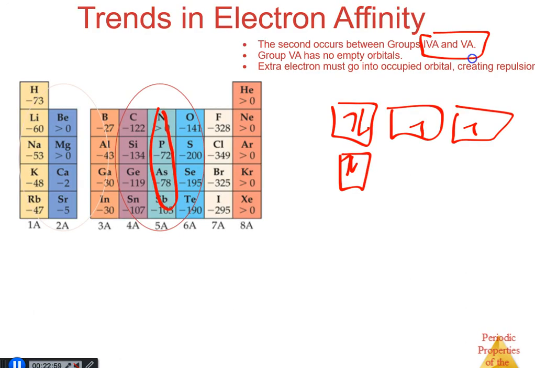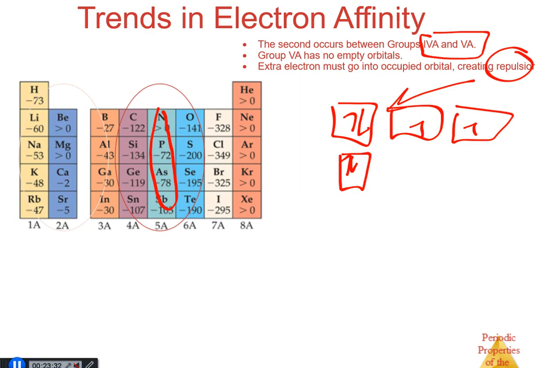All right, the second occurs between group 6A and 5A. Do you notice that these are similar to ionization energy? They're just reversed, because electron affinity and ionization energy are the opposite of each other. All right, this time group 5A has no empty orbitals. Extra electron must go into the occupied orbital, creating repulsion. There's our friend again. It's right here.